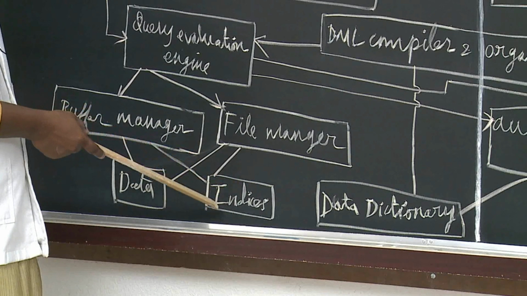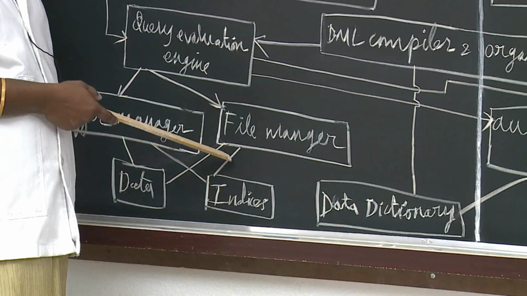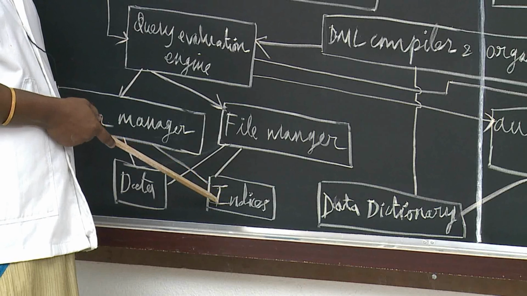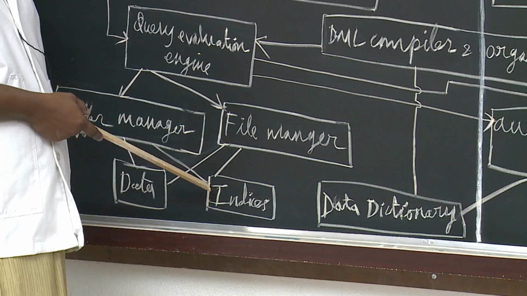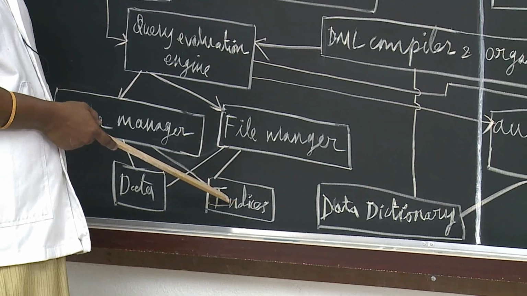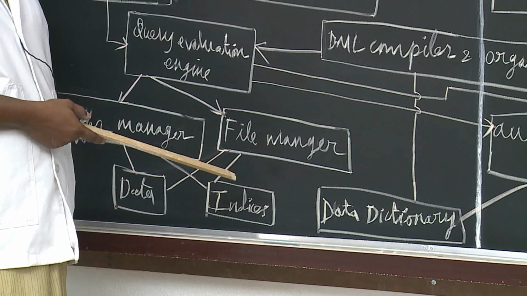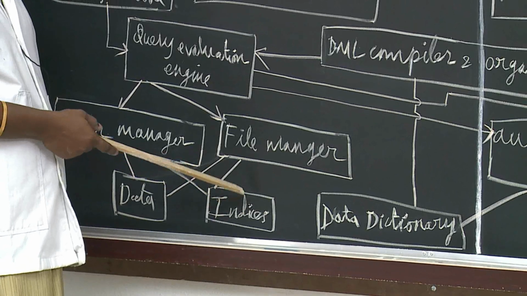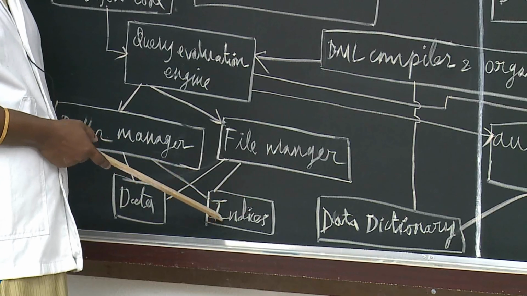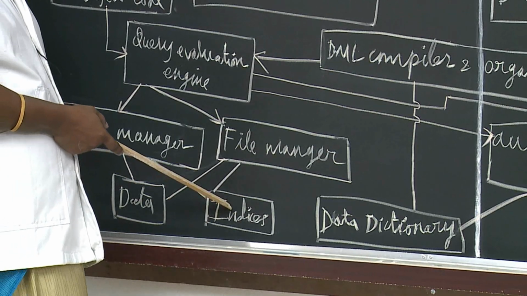And then indices, in the sense of fast access to the database. For frequent access of the database, it will create the indices, like an index available in a particular book. So for quick access, it is possible to create the indexes over the database.